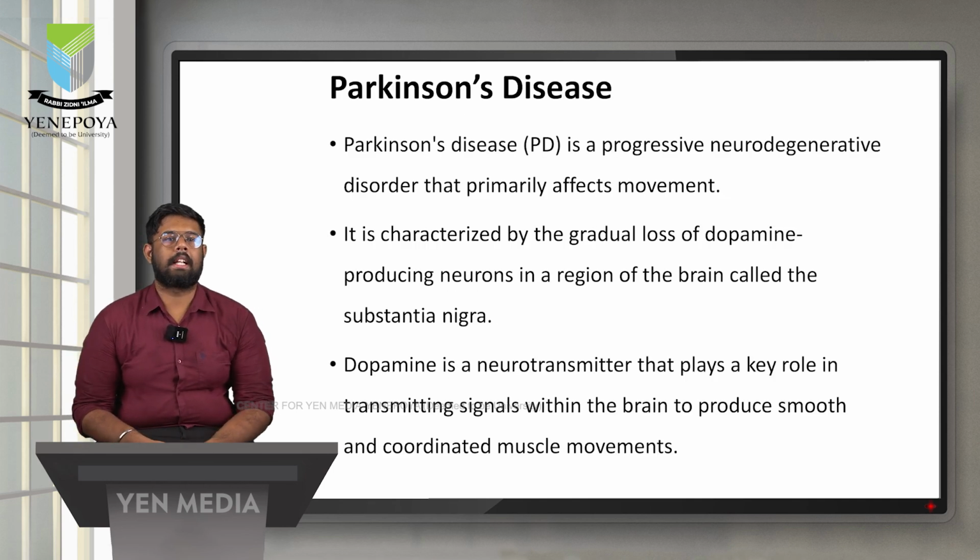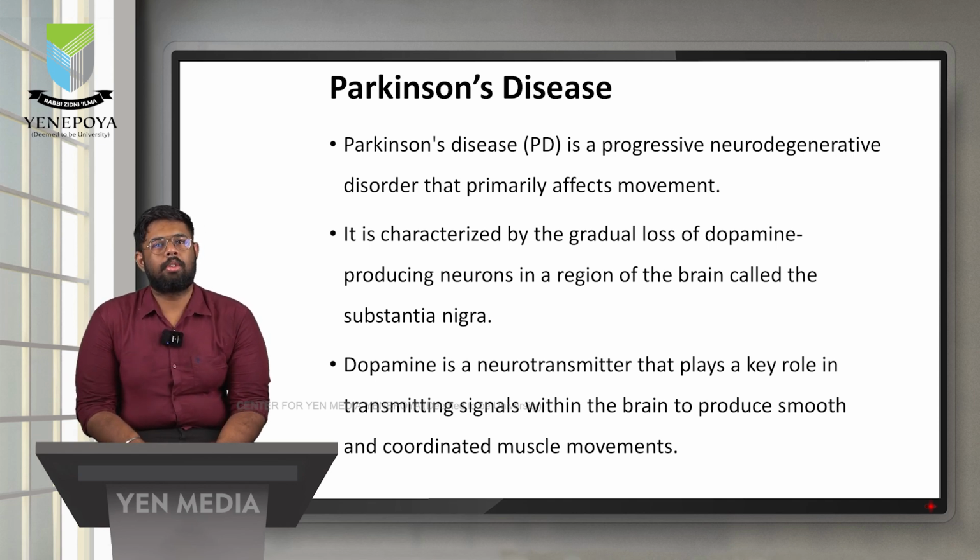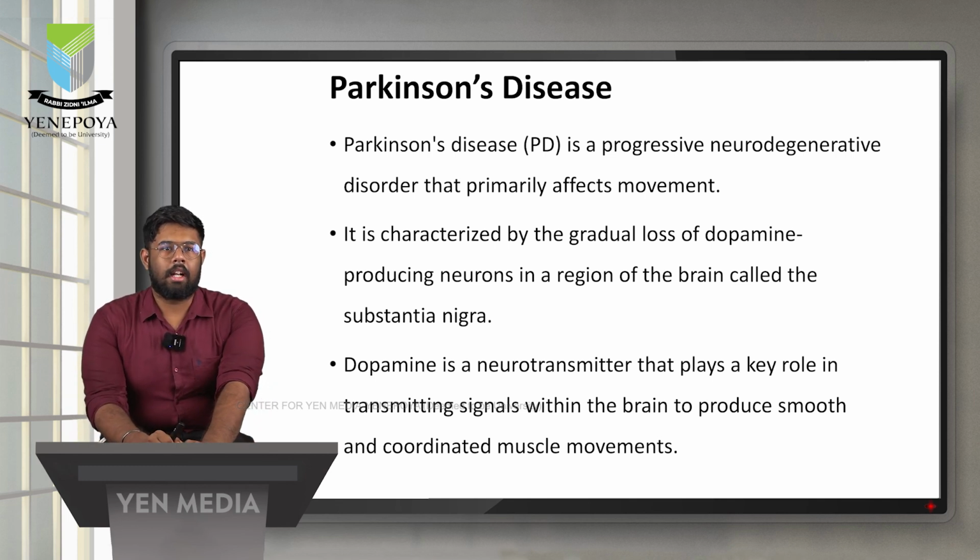So first, what is Parkinson's disorder? Basically it is a progressive neurodegenerative disorder that primarily affects movement. That is, the patient will have symptoms such as rigidity and tremor. It is characterized by gradual loss of dopamine producing neurons in the region of the brain called the substantia nigra, which is located in your basal ganglia.